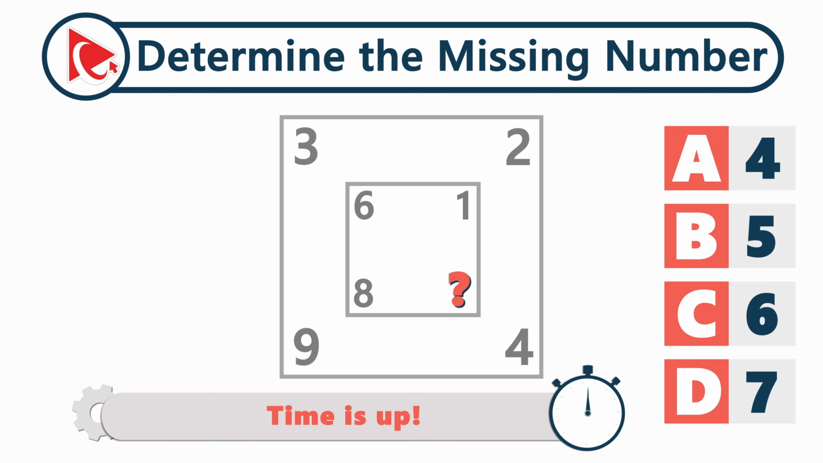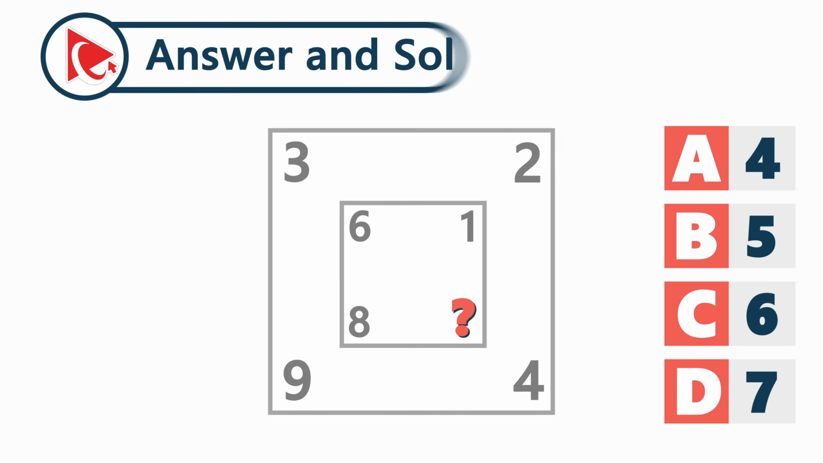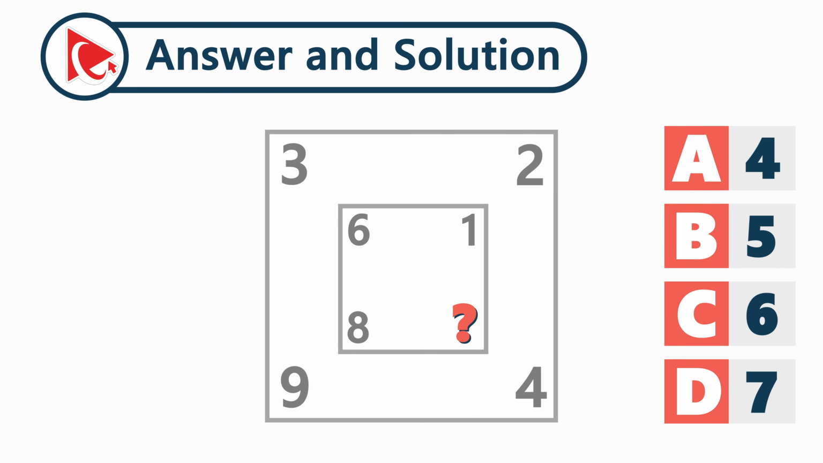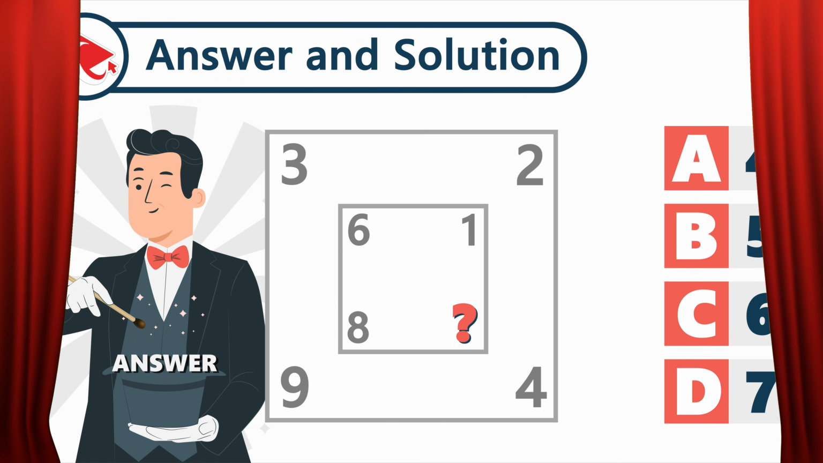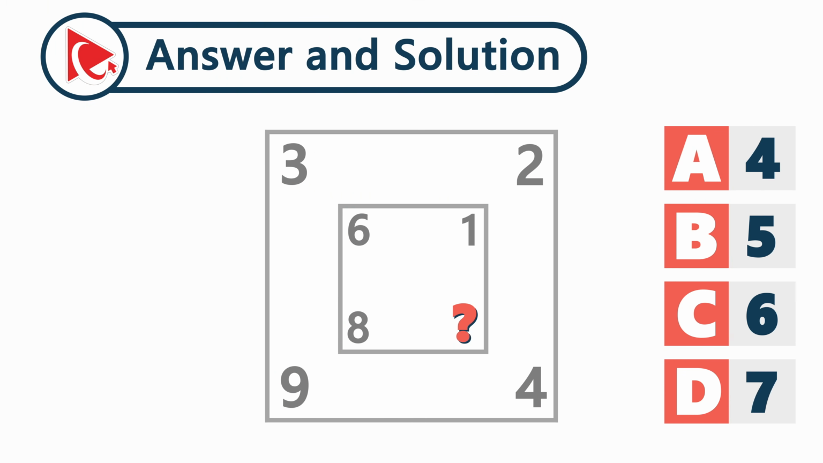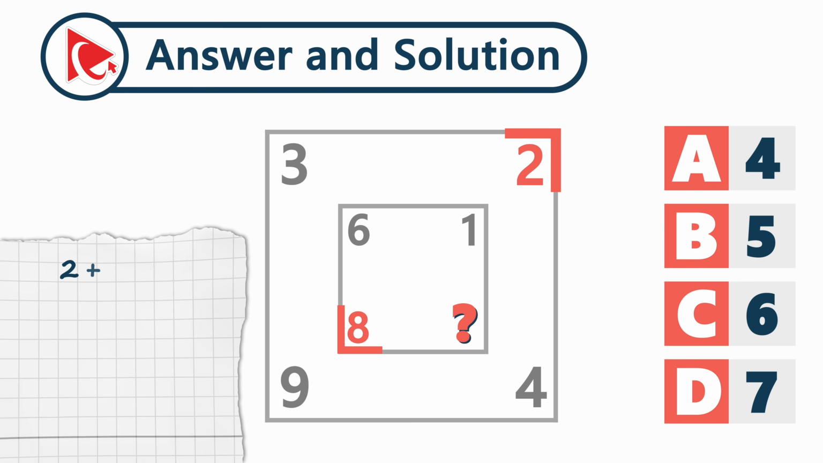Time's up. Do you have your answer ready? I hope so, because here you would be amazed how simple the solution actually is. It feels like I am pulling back the curtain on the magic trick to reveal how it's done. Take a look at the numbers 2 and 8 in the opposite sides of smaller and larger squares. 2 plus 8 equals 10. Does it tell you anything?